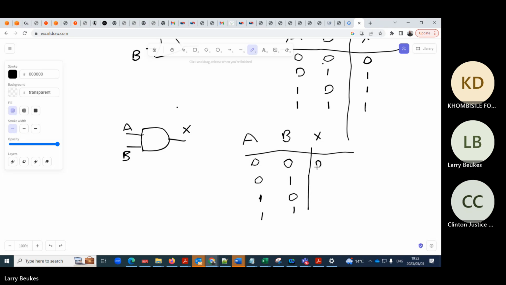will be a 0. If A is 0 and B is 1, the output will still be a 0. If A is high and B is low, the output will still be low. If both inputs are high, the output will be high. So in an AND gate, all the inputs must be high for the output to be high. Understandable? So it means in an AND gate, if one of the inputs are low, the output will be low. You understand? So remember, 1 is high and 0 is low.